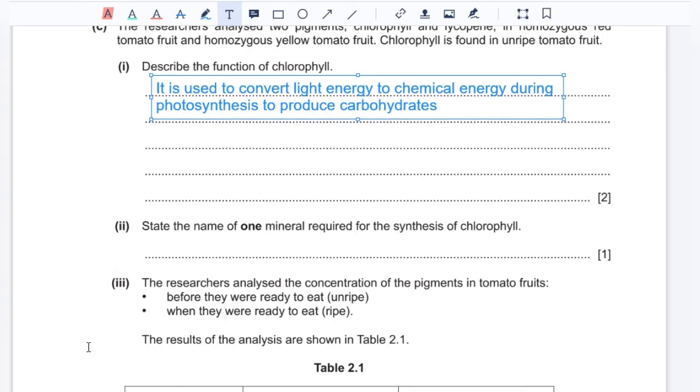2. State the name of one mineral required for the synthesis of chlorophyll. That would be magnesium.